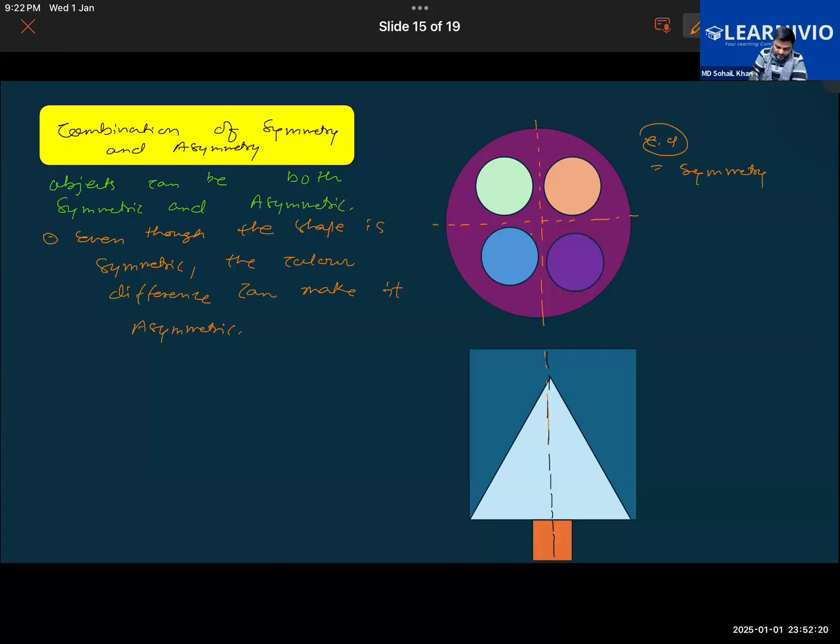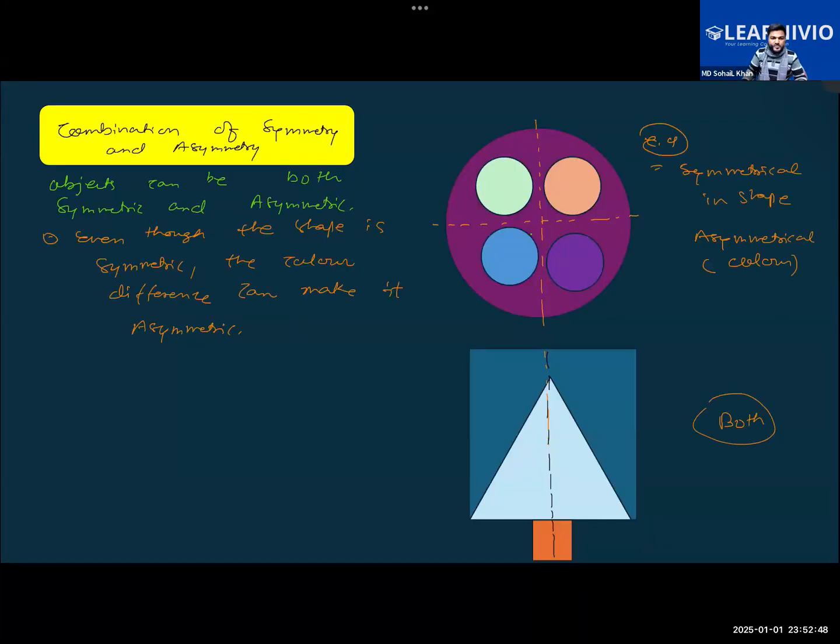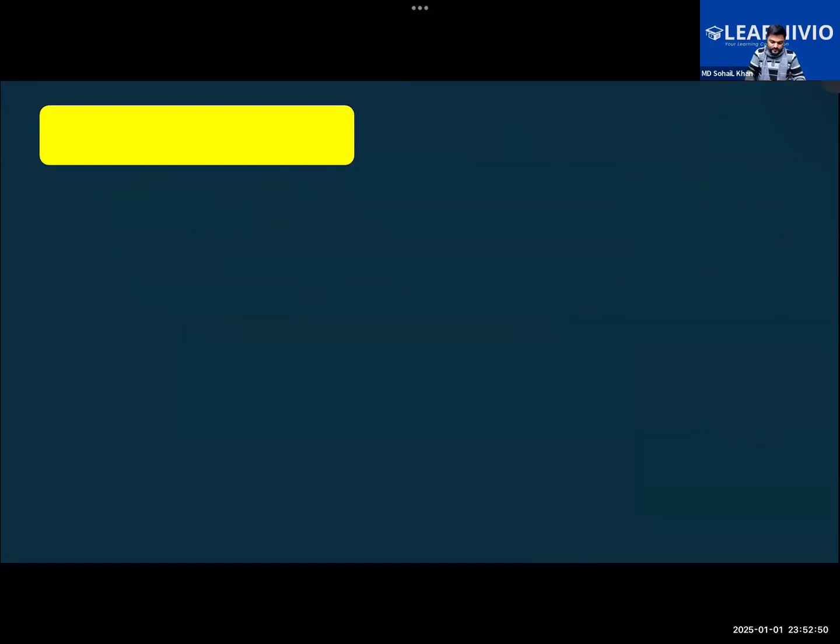It is symmetrical in shape, while asymmetrical in color. Hope it is clear. And in this case, it is showing symmetry in both. In both, that means showing symmetry in terms of color and shape both. Hope that should be clear to you. Okay. Any questions?